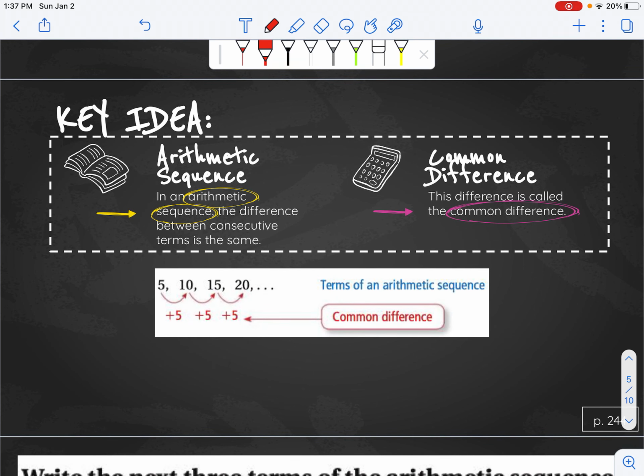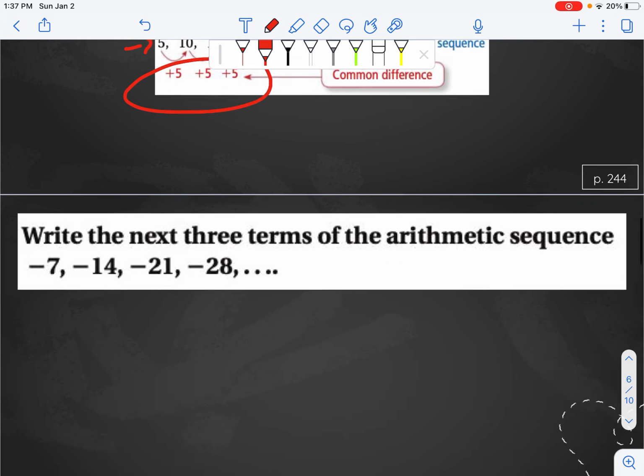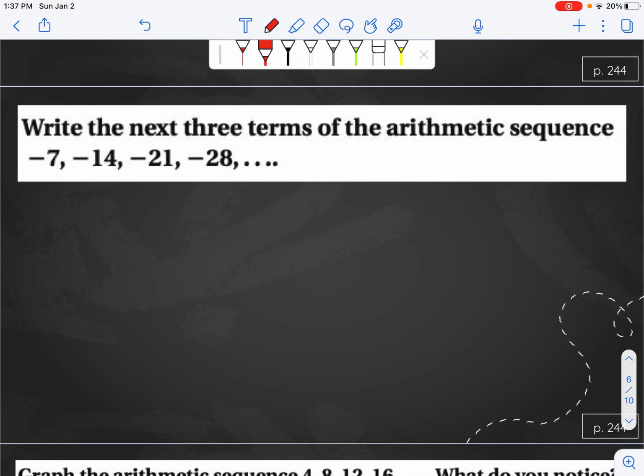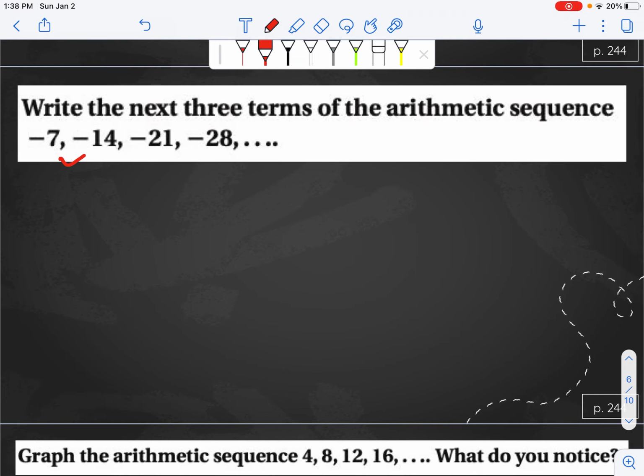Now, like we said, this is called an arithmetic sequence, meaning we are adding the same thing or subtracting the same thing. The common difference is what we are adding or subtracting by. So again, better vocab. Write the next 3 terms. That just means continue the pattern. So these are consistently subtracting 7. So if we write the next 3 terms, we would continue to subtract 7 every time.